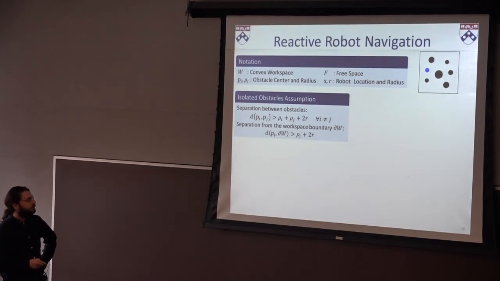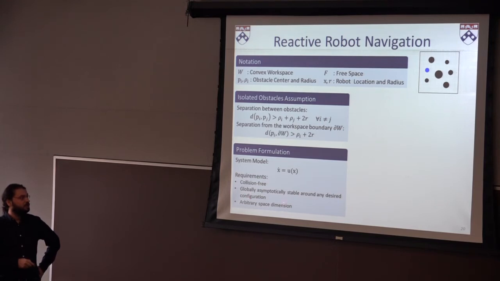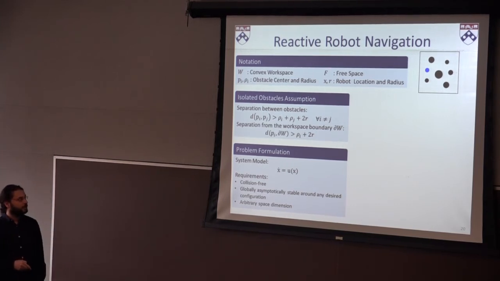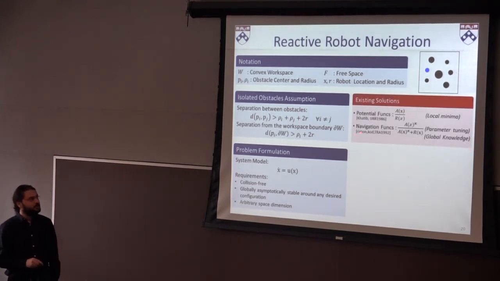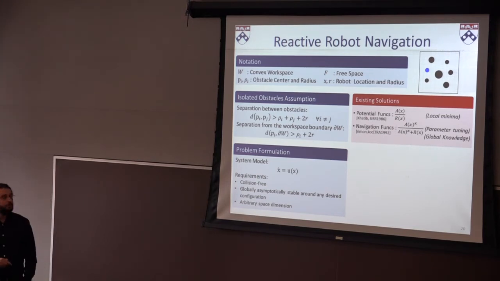Under this assumption, we ask this question: can we find, for a first order fully actuated robot, a control policy that will guarantee collision-free navigation? It will be globally asymptotically stable around any point. Actually, again, here there is some cheating because it's topologically impossible. We will just want to move almost every configuration to any given destination, and it should be applicable in any space dimension. And some existing solutions, for example potential field functions, use some attractive fields due to some goal and some repulsive field due to the obstacles, and they combine, for example, just division of those two fields.